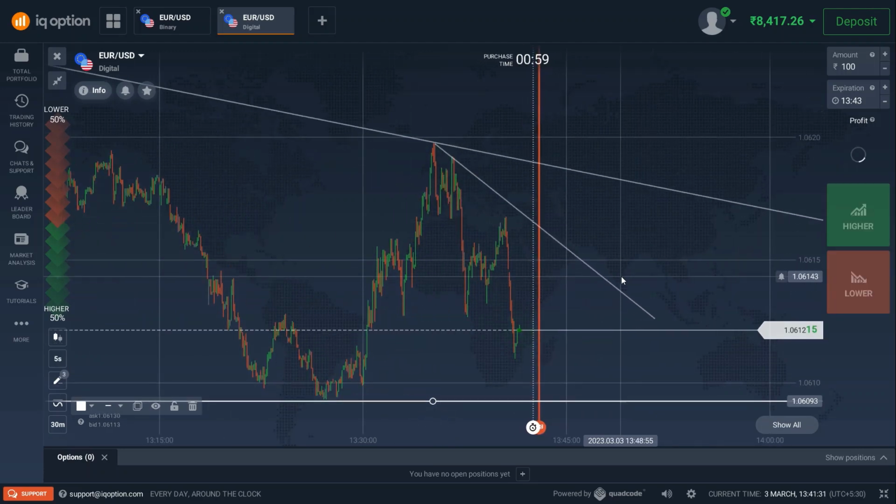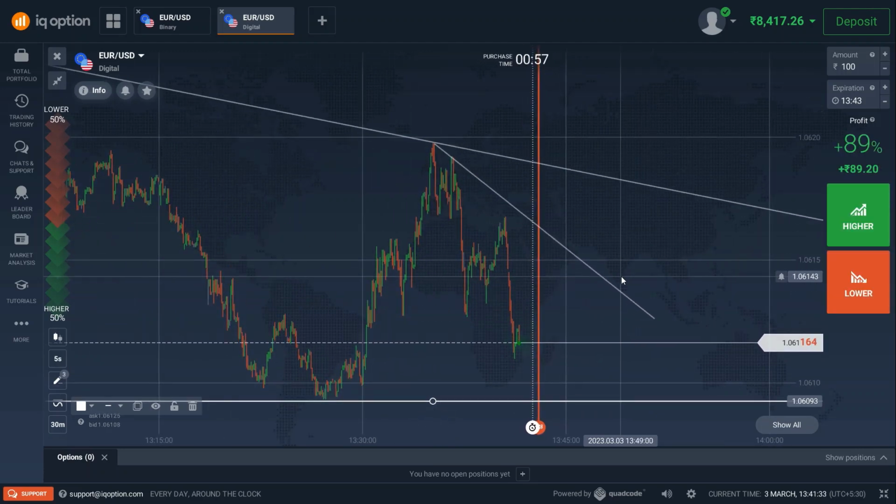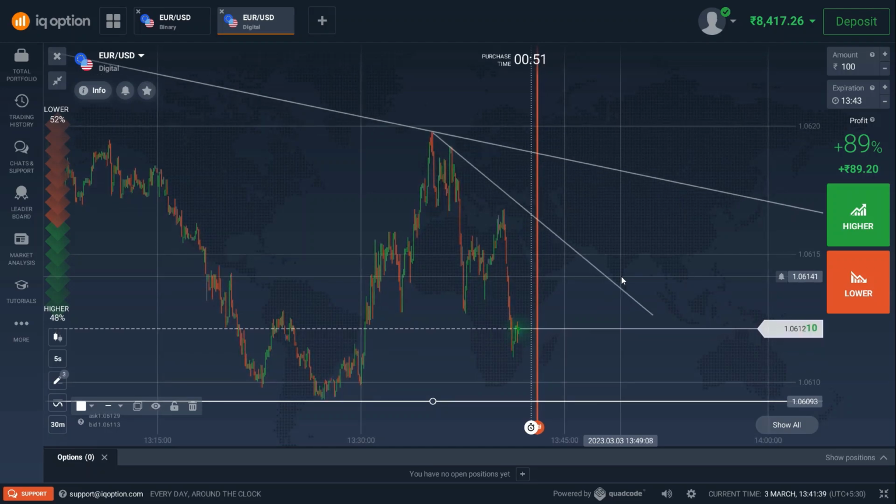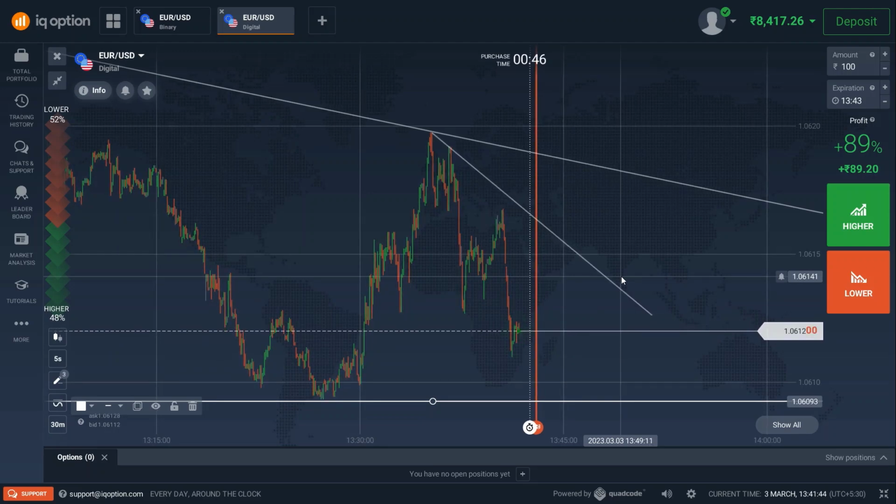So anyways, I'm done for the day. Our total 3 trades for the day have been done. We ended up with 2 profits and 1 loss. However, overall we are still in the negative. We are at a loss of around 22 rupees for the day.